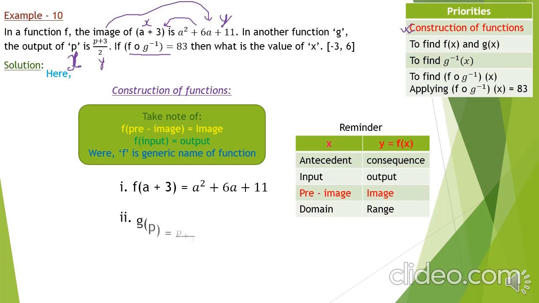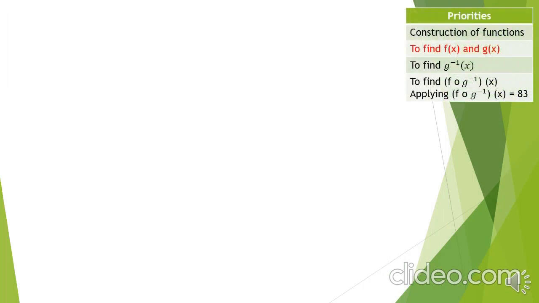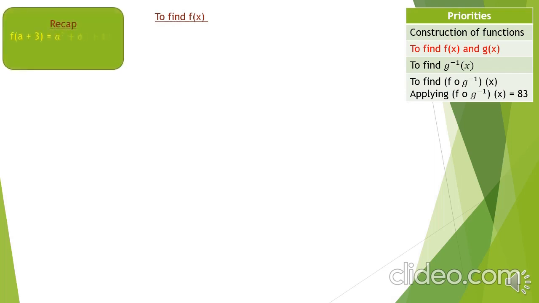Now second, g(p) is equal. In this slide we are going to construct f(x) and g(x) only. We have already done the construction of function. This will be shown as a recap. Recap of what we have done in our previous slide. f(a plus 3) is equal to a squared plus 6a plus 11. g(p) is equal to (p plus 3) by 2. We have done these things in the previous slide, and they are necessary. Now this is f(a plus 3). We have to convert it to f(x), isn't it? It will be easier to do the solution.